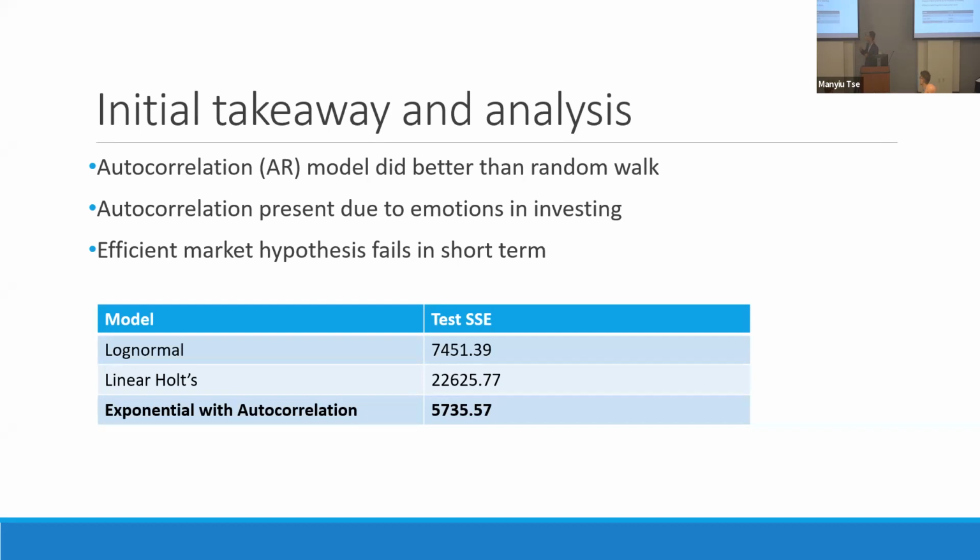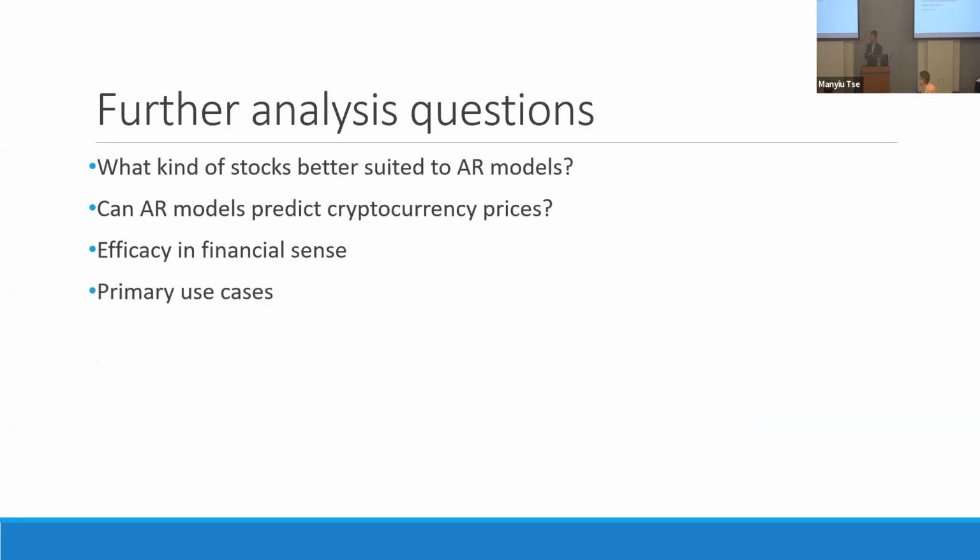Let's see the three SSEs. We can see that the exponential model with autocorrelation had the least SSE. That means that was the best model we found so far. That is the model we'll be using for the second phase of our experiment. So the questions we'll be starting to answer now are what kind of stocks are better suited to auto-regressive models, and whether they can be used to predict cryptocurrency prices as well. And if not, what are the other primary use cases for this?